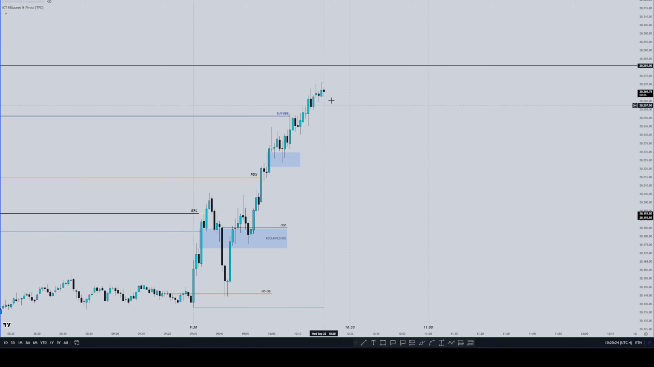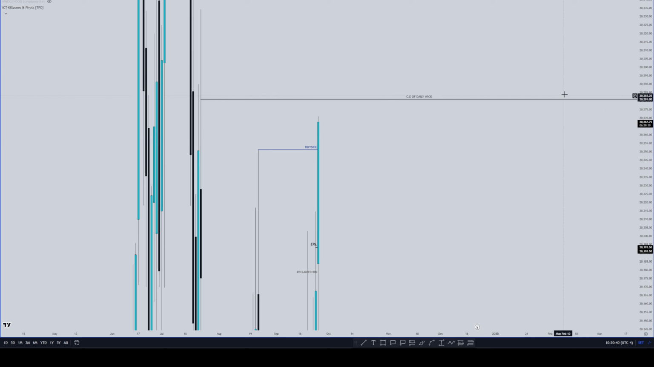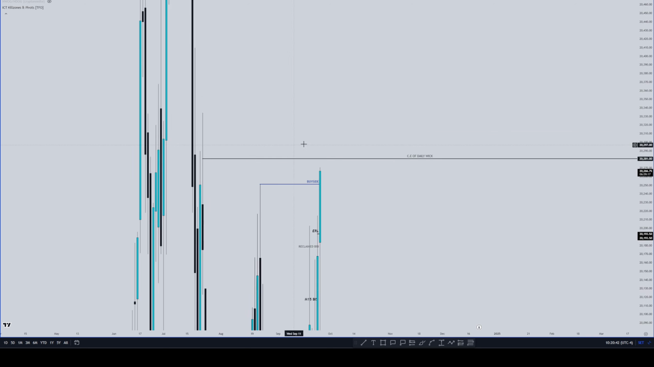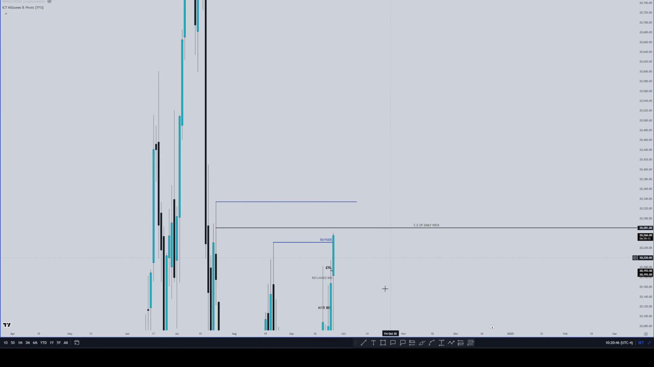All right, we're still slow grinding up. This to me is evident that we may just come back in and sweep some of this down into here. Expand back up, but it looks like consequent encroachment of the wick is the next target, and then obviously this swing high would be the next draw, and then this inefficiency up here, if you wanted to get all the way up into there.